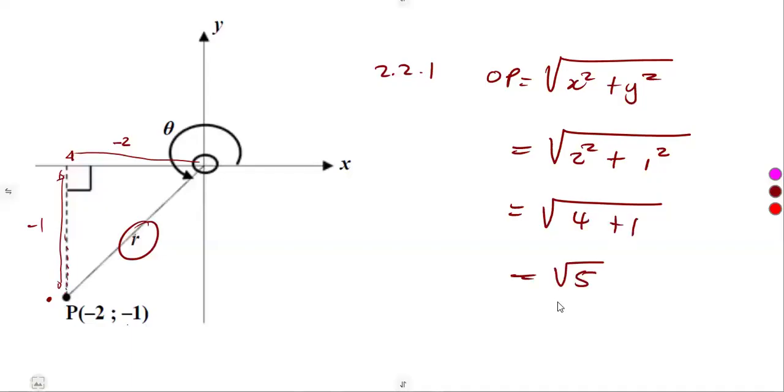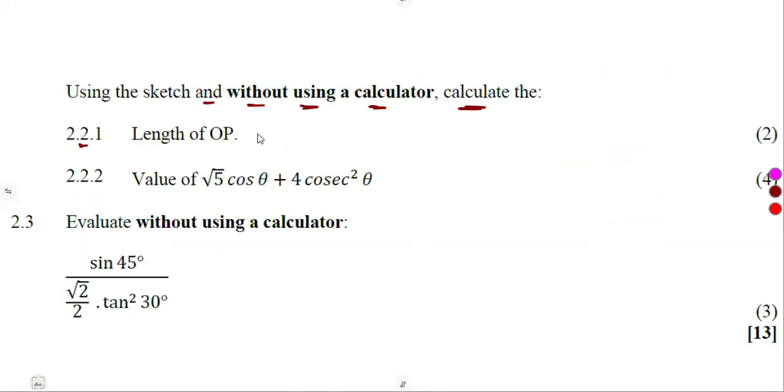The square root of 5. So they say do not use the calculator, meaning to say we must have our answer in what? In surd form, square root of 5. Then simplify the value or calculate this value, which is from this condition. They're saying the square root of 5 times the cos theta.